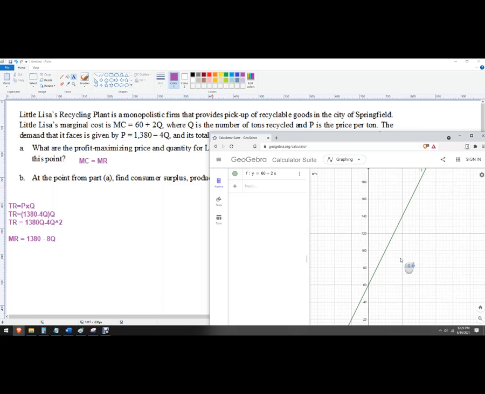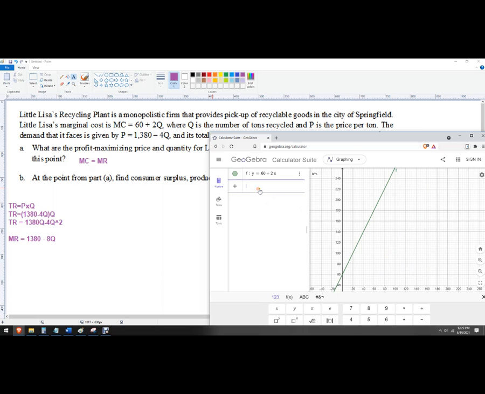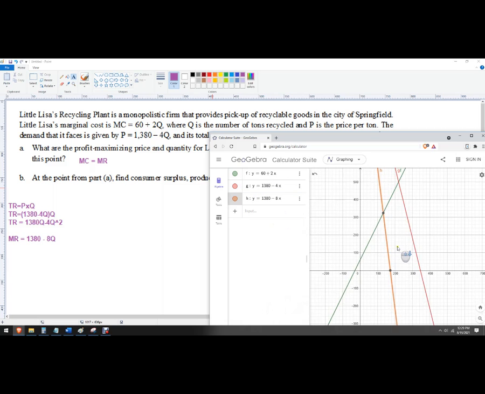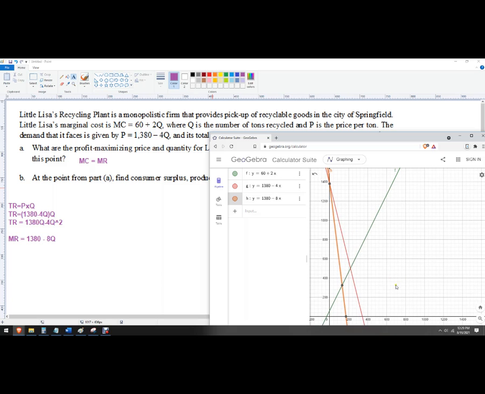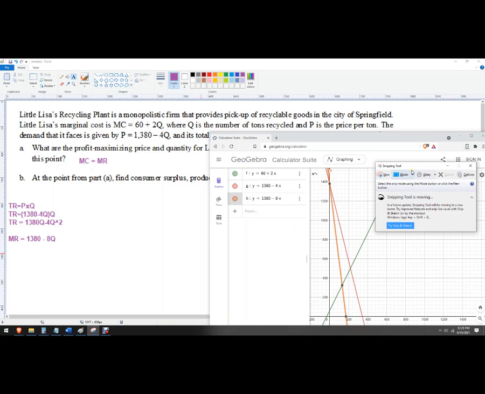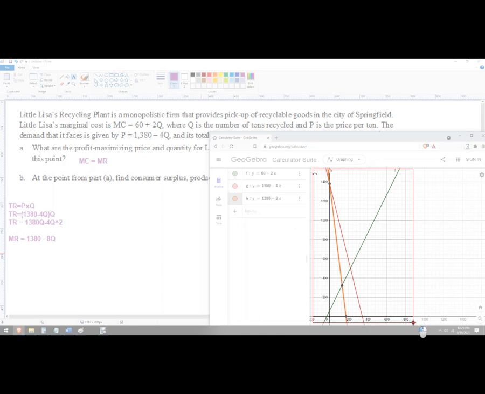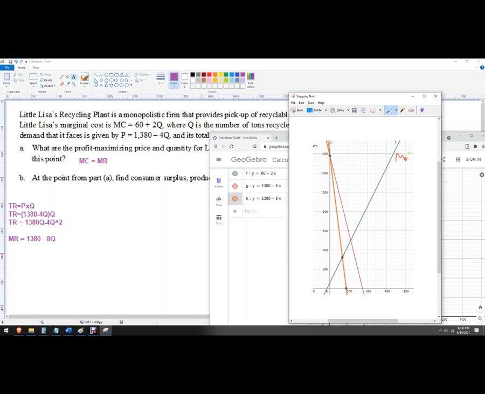Okay, so there's marginal cost right there, and then I need to do the demand. So here's the demand curve. So it's y equals 1380 minus 4x. And then the marginal revenue function is that thing that we figured out there, 1380 minus 8x. Okay, and so this should look familiar. If you were doing a homework, you could then take your snipping tool, take this here, and write marginal cost on it, write demand, write marginal revenue, just like that.